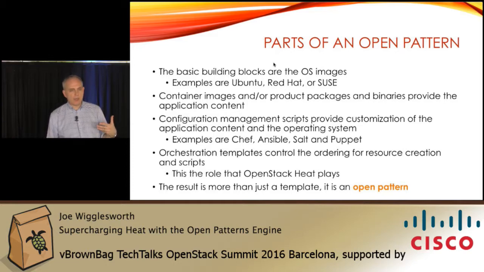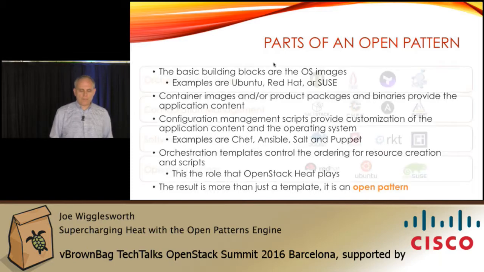So now we're slowly building it up, and the last layer is the orchestration layer. This is the part of the open pattern that controls the end-to-end flow of putting all these things together. And that's the role where OpenStack Heat comes in. Heat will define the virtual machines, and can work, of course, with containers. It can also create the software and call the scripts that are needed to put the whole pattern together. And so the result when you put all these pieces together is more than just a template. It's what we call an open pattern.